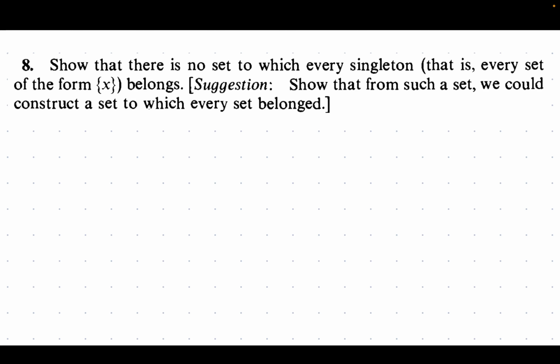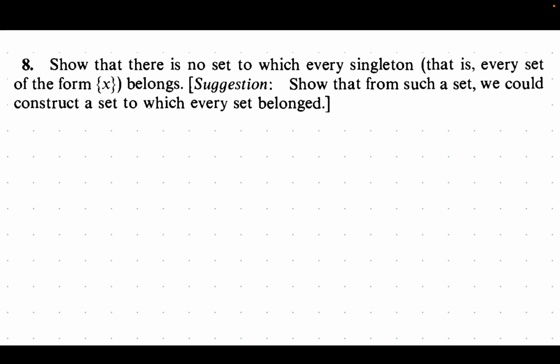Alright, so this is pretty much just asking us to reproduce the proof for why there is no set of all sets, and I will show you how exactly that proof goes, because I don't think the book does a very good job of explaining it. It skips over a lot of explanation, and it took a while for me to grasp what is going on. So, show that there's no such set to which every singleton belongs. This tells us that we should approach it by a proof by contradiction.